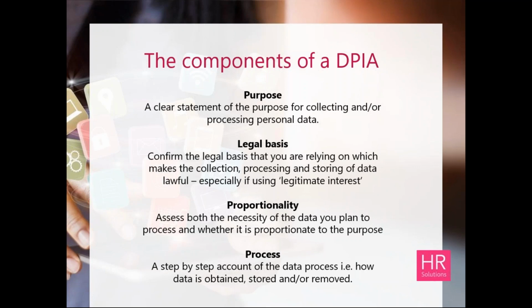The third component of a DPIA then is proportionality. That might sound like quite an insubstantial aspect, but it's very important. It is specifically focused on in the regulation, because it says that there is a requirement to assess both the proportionateness and the necessity of the data that you are collecting and plan to process with regards to the purpose. So it very much goes back to the principles of minimization.